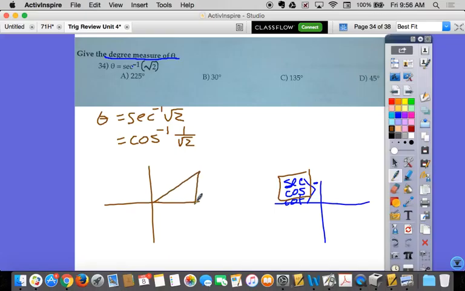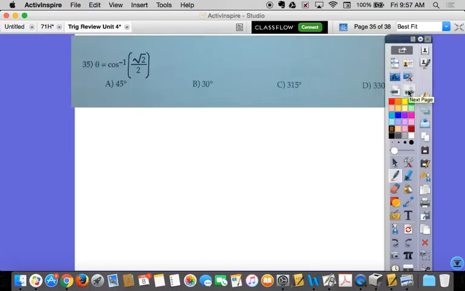Okay. So let's see here. Opposite is 1, square root of 2 there. So again, 45. Y'all should be good with 45s. We are in first quadrant since that thing is positive. So that would be 45 degrees. Go to the next one.